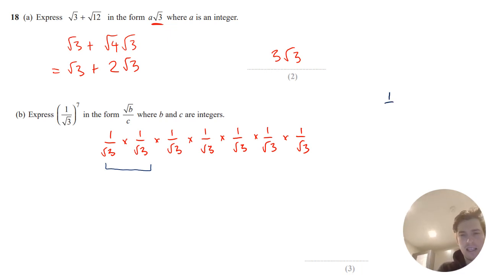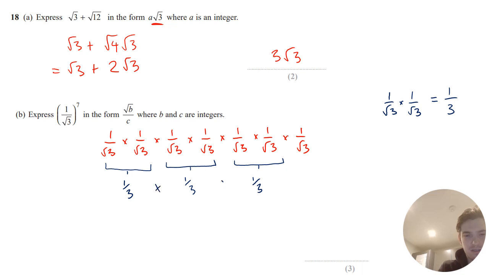Let me do that to the side here. What do you do when I multiply fractions together? Well, multiply the numerators, multiply the denominators. 1 times 1 is 1, and root 3 times by root 3 is just 3. So that combination gives me 1/3. But so does this one, and so does this one. And I'm left with 1 over root 3.